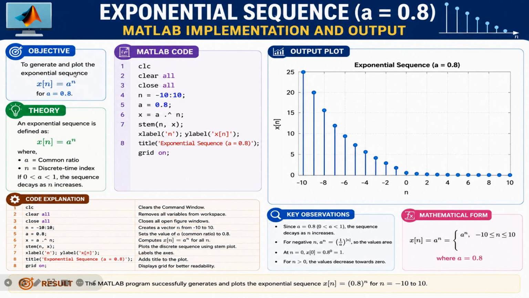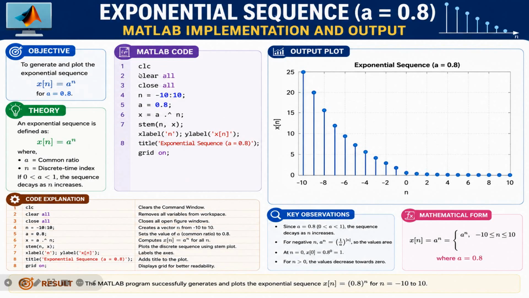What is our main objective here? We want to generate and plot the exponential sequence x of n is equal to a raised to n, for a is equal to 0.8. Here a is the common ratio we are taking, n is the discrete time index, and if a is greater than 0 and less than 1, the sequence decays as n increases. If it is less than 1 and greater than 0, then we'll get a sequence like this, that is, it will decay as the value of n increases.